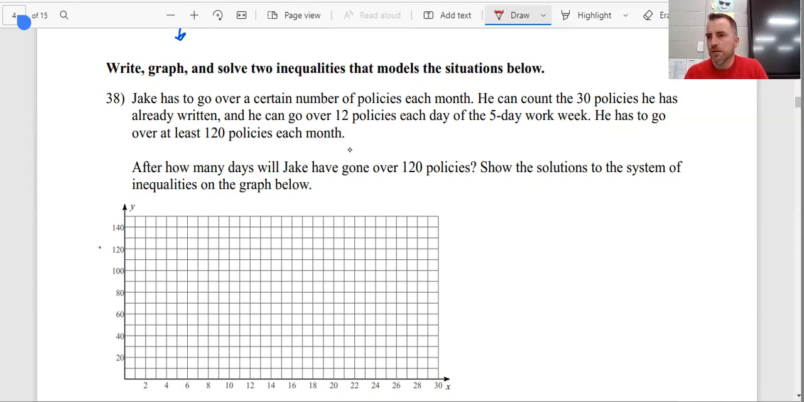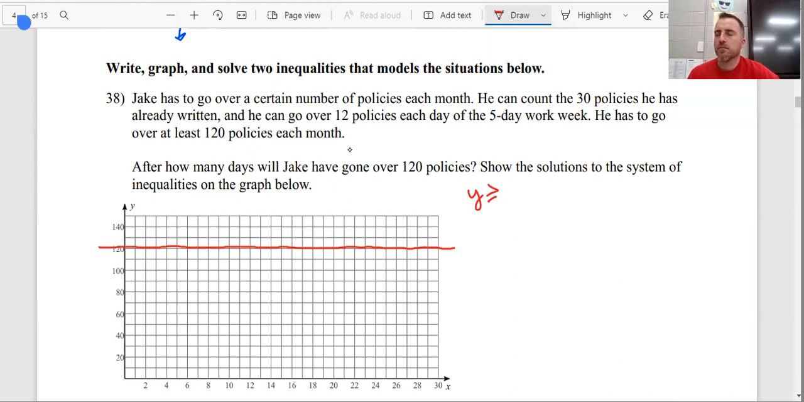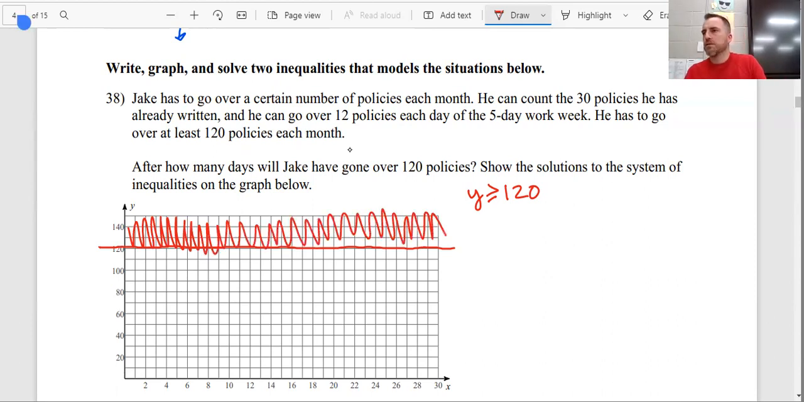And I'm going to draw a line right here at 120. I'm going to draw a solid line because the number of policies he writes needs to be greater than or equal to 120. So 120 is a solution, but it's not the only solution. He could write 140 or go over 140 policies. He could go to 175 policies, whatever. The more the merrier. So everything above that line is a solution to the first part of the inequality.